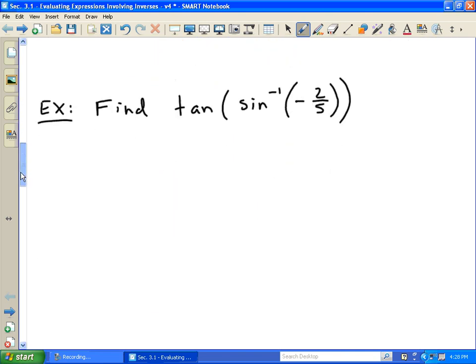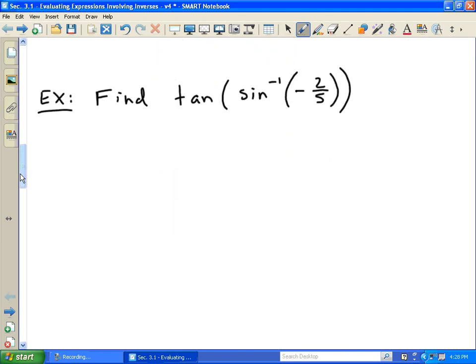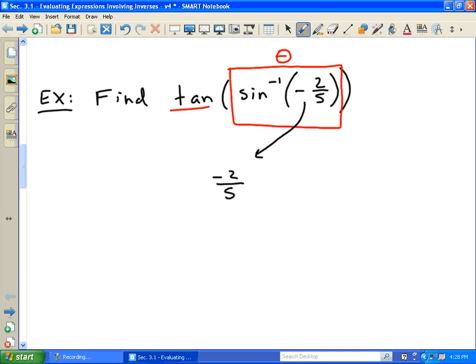I'd like to look at another example. Find the tangent of sine inverse of negative 2 over 5. Okay, this is similar. In other words, what I'm wanting to do is find the value of tangent. I can think of this whole inside thing as being theta. Okay, on here, the negative 2 over 5, that's the value for sine. So in other words, negative 2 over 5 would equal y over r. Let's draw a triangle, or several triangles if we need to.